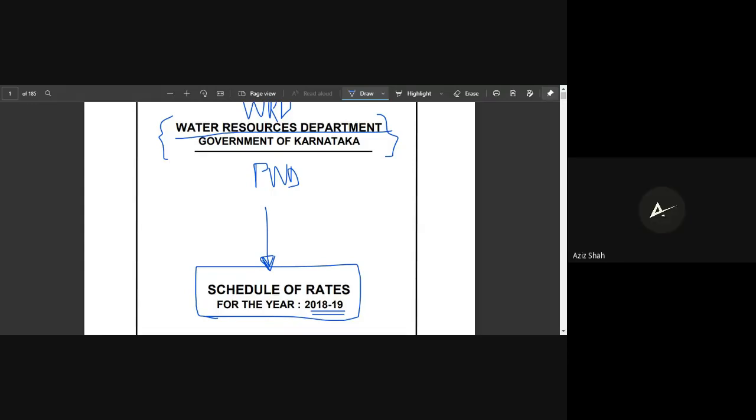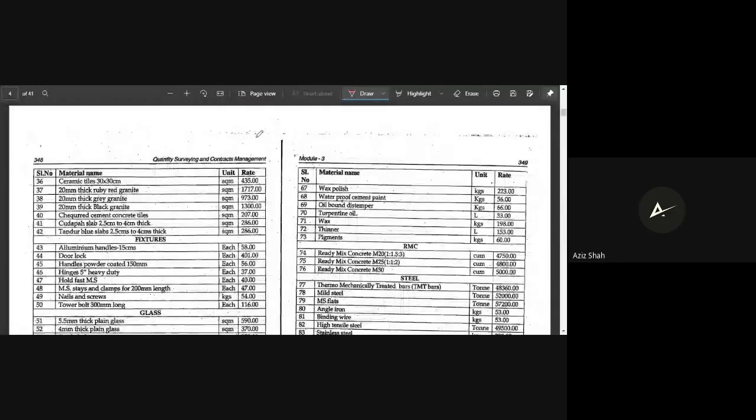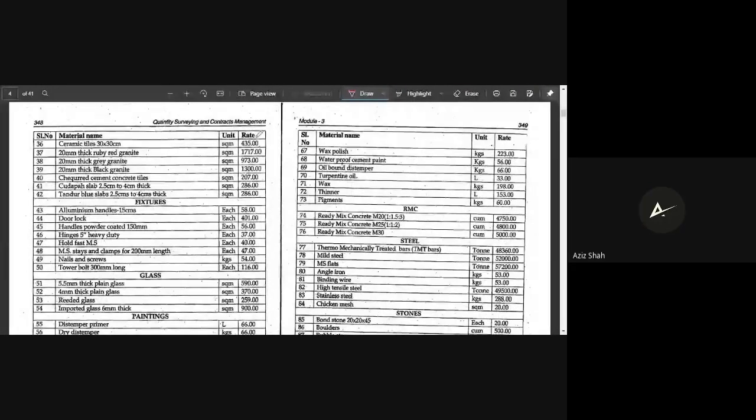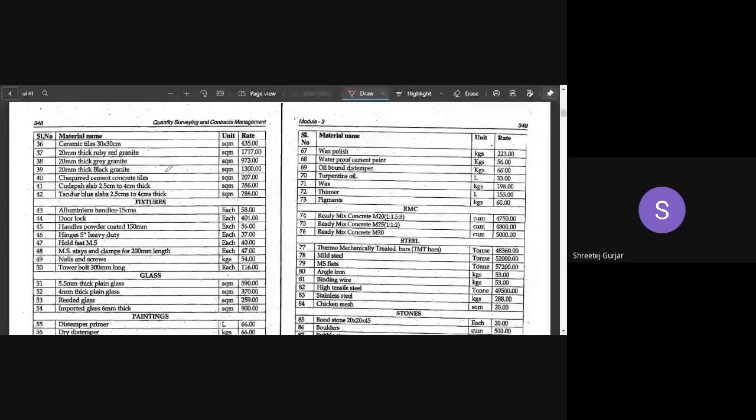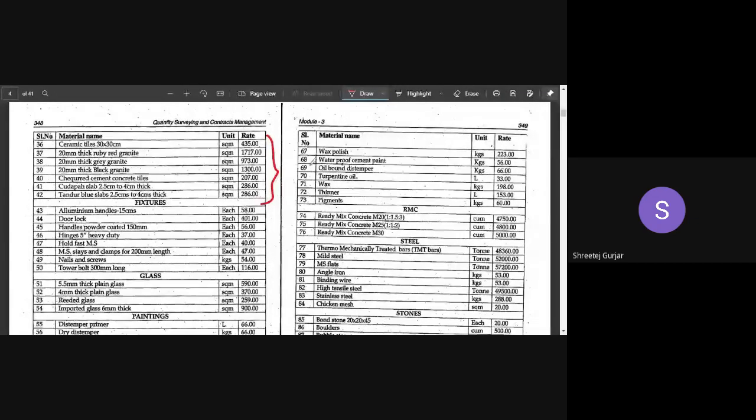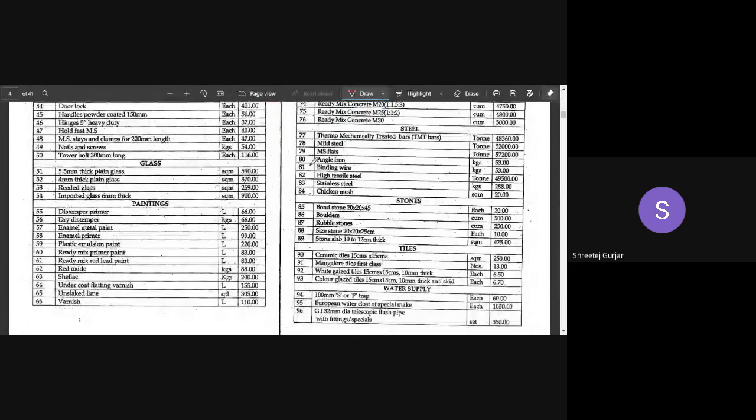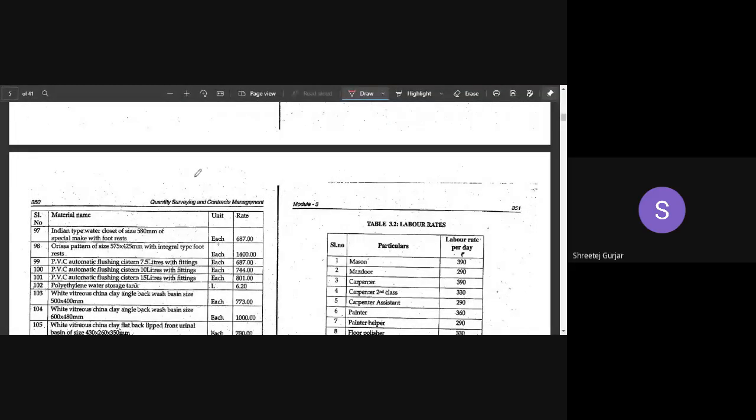So moving on, coming to module 3, you can see the same things have been mentioned over here: material name, the measurement unit and their rates. Various materials and their rates are mentioned. You can see glass, paintings, steel, stones, tiles, all those materials along with their rates.